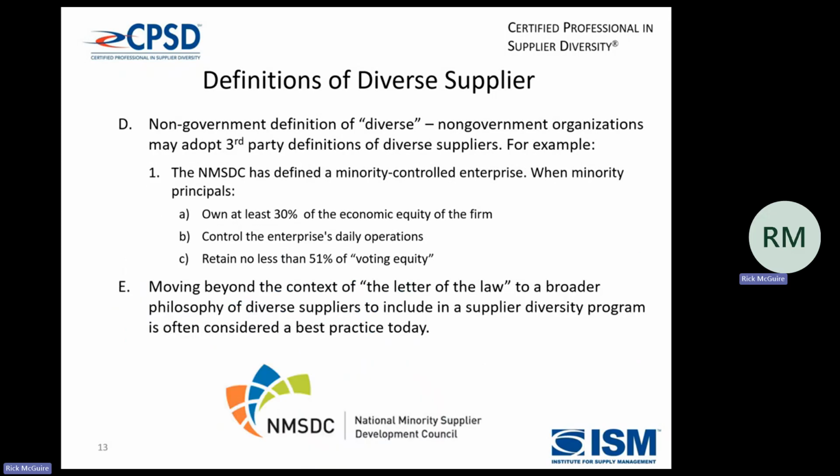Non-government definition of diverse. Non-governmental organizations may adopt third-party definitions of diverse suppliers. For example, the NMSDC, the National Minority Supplier Development Council, which is a nonprofit, has defined a minority-controlled enterprise as one where a minority principal owns at least 30%, controls the enterprise's daily operation, and retains no less than 51% of voting equity. So you can use these definitions, or you can mix them with the government's, depending on what you want to do. Moving beyond the letter of the law to a broader philosophy of diverse suppliers, to include a supplier diversity program, is often considered the best practice.